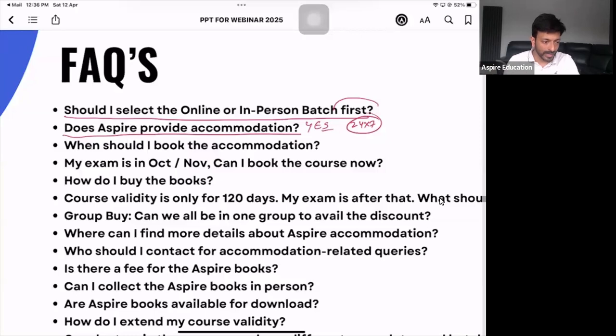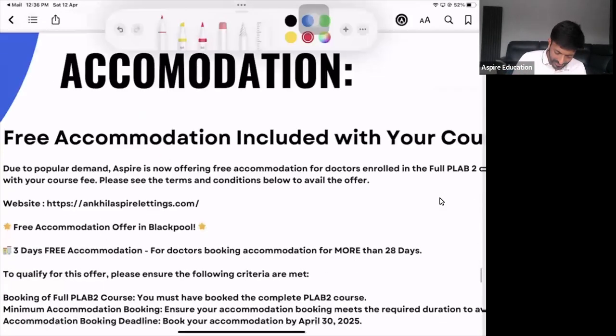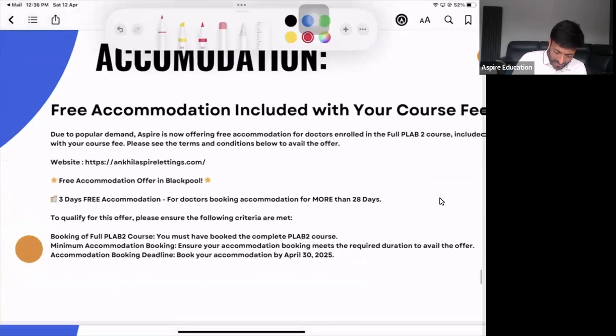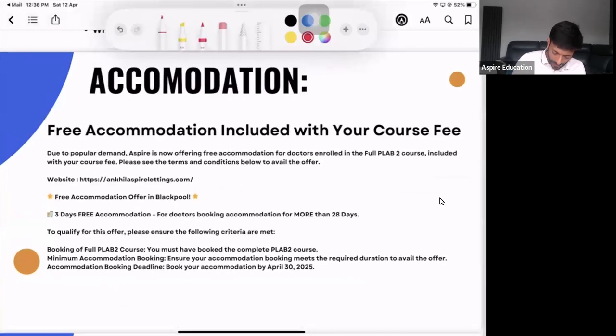Okay, what else? When should I book the accommodation? I would say book it as soon as possible, because if you delay, we may not have the space, isn't it? And guys, something is going on that we are offering. If you're booking the accommodation for more than 28 days, we are going to give you 3 days free accommodation as well. So that's the main thing. We'll be giving you 3 days free accommodation as well.